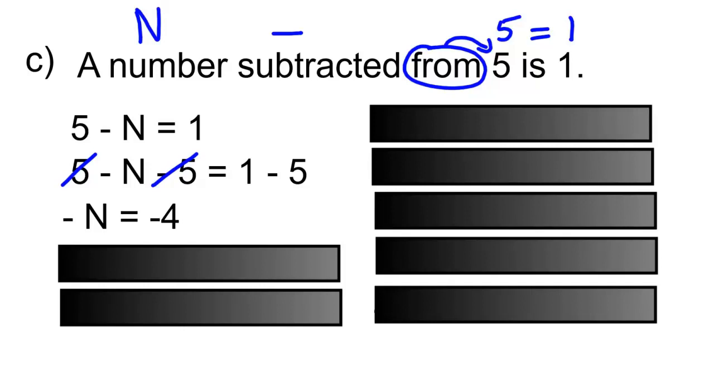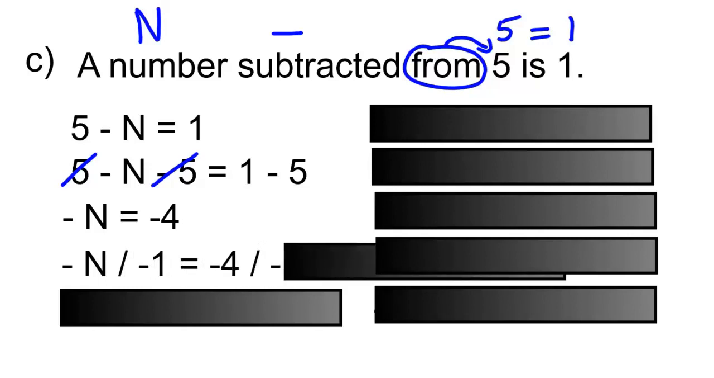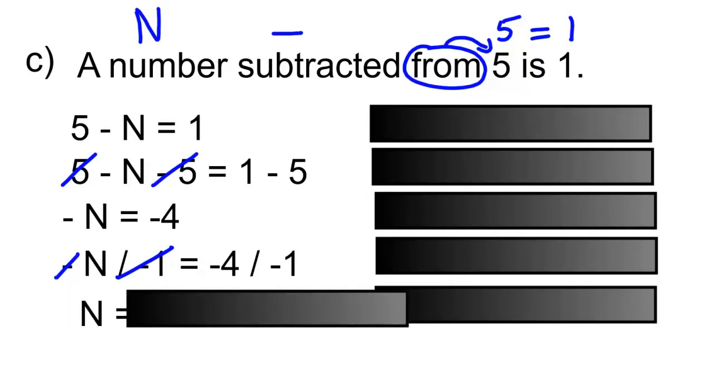You also have to remove the negative in front of the n, which is also represented by negative 1. So negative 1n divided by negative 1, and negative 4 divided by negative 1. Negative 1 and negative 1 are canceled, leaving you with n. And negative 4 divided by negative 1 is 4.